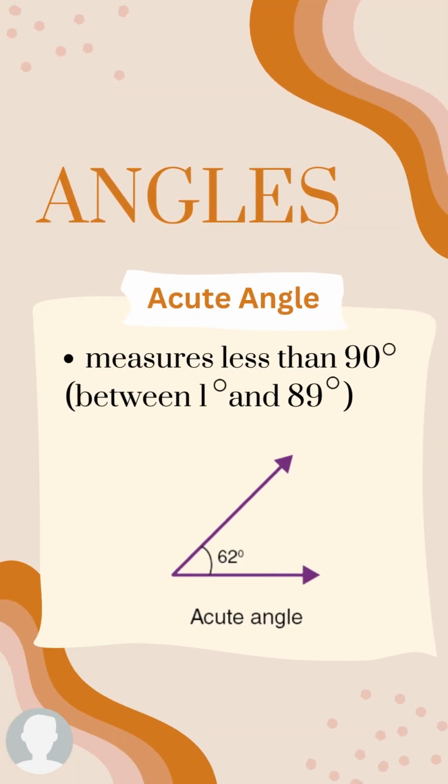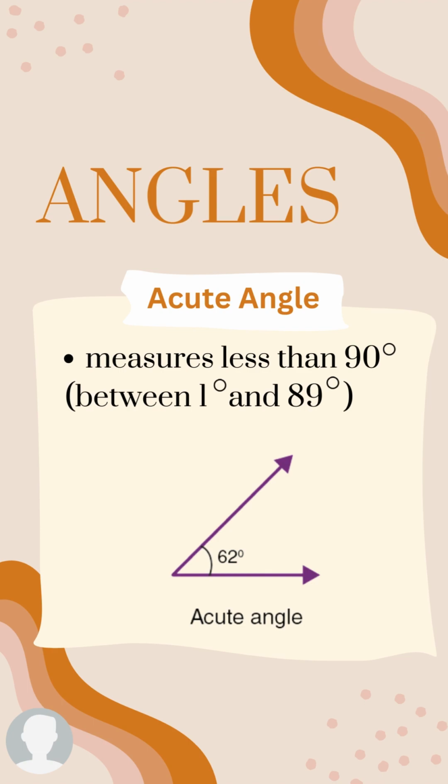And our second angle that we're looking at is an acute angle. Now, it measures less than 90 degrees. So that would be anything, if you were measuring with a protractor, between 1 and 89 degrees. And you can see an example of an acute angle there, and that one specifically measures 62 degrees. So that's less than 90 degrees, so you know it's an acute angle.